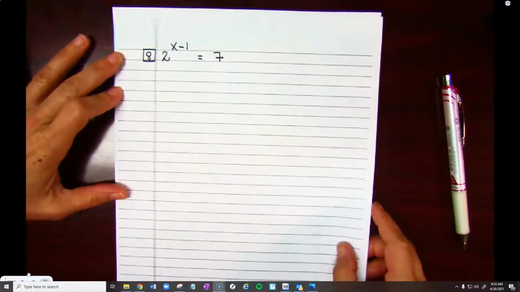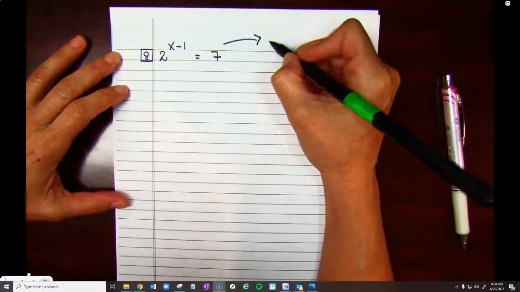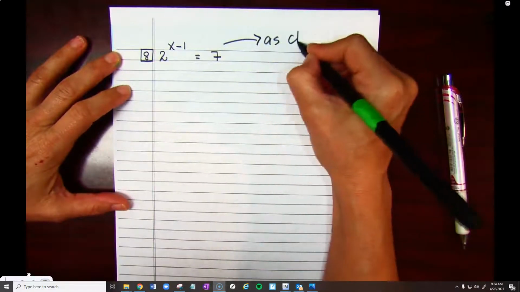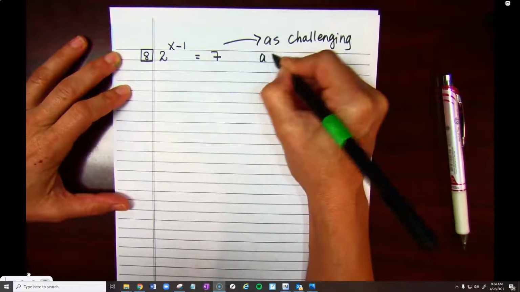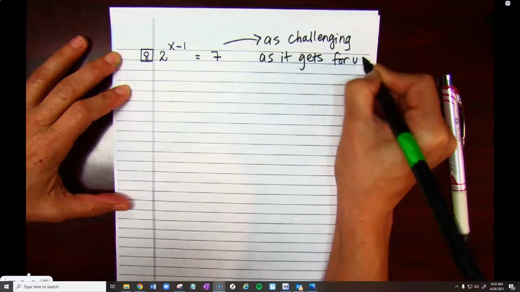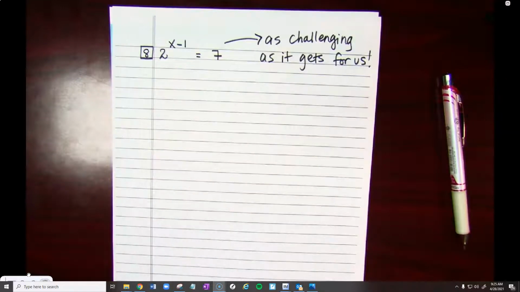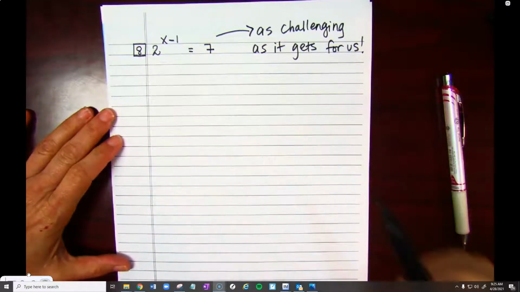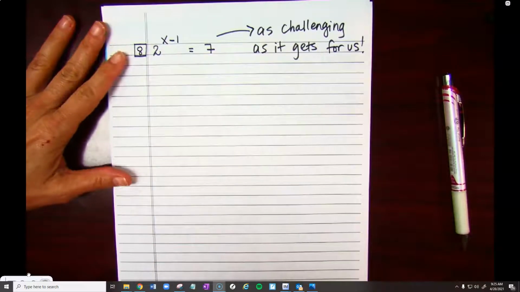Okay, let's take a look at the very last one. This is going to be it, and then I'm going to ask you to do one on your own. So we're going to have to do a couple of steps here, and you'll see this once we take the log. So this is as involved as it's going to get for us in this class.